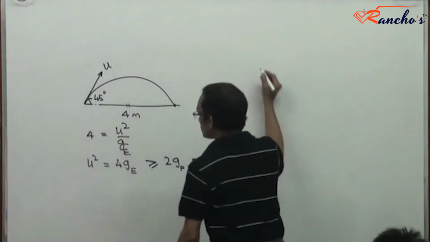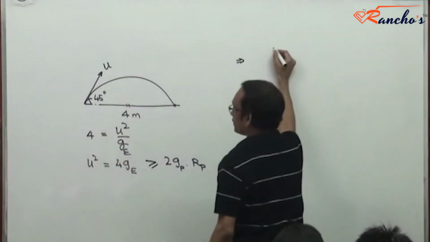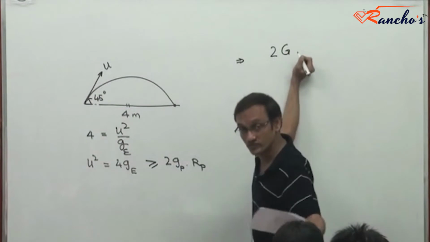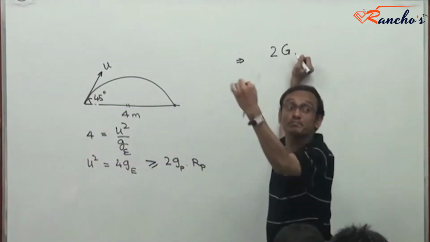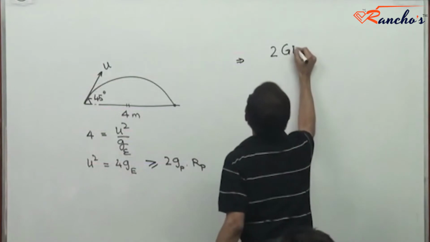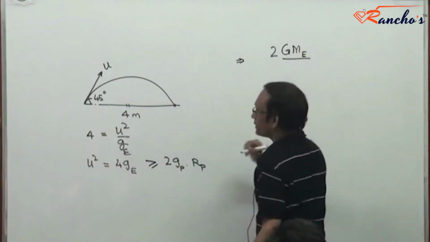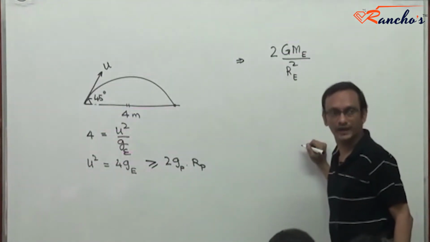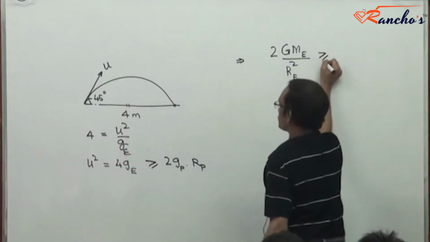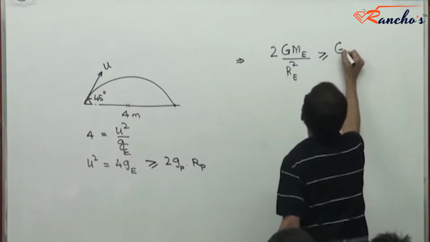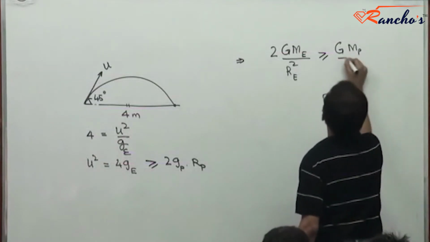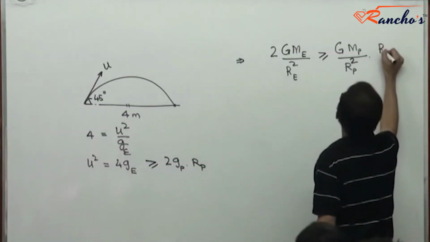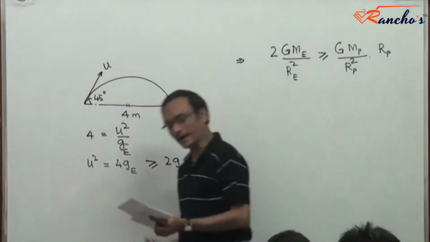So which means this gives me 2 times g on the earth. g on the earth is, that is on the surface of the earth. This also is g on the surface of the planet, right? G times the mass of the earth divided by R of the earth squared, right? 2 times that is greater than or equal to g on the surface of the planet, which is G times the mass of the planet divided by Rp squared into Rp, right?